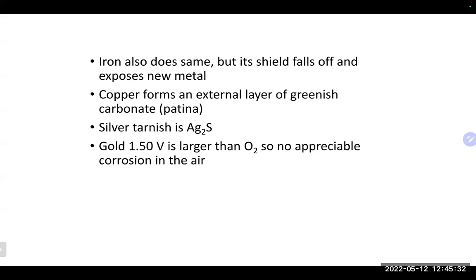Sometimes corrosion is expensive. Copper forms a nice greenish patina color, right? That sometimes people really like. Gold, which has an SRP value of 1.5, that is larger than oxygen's SRP value, which means gold will not corrode, because in the case of gold and oxygen, it is the gold that will then become the cathode because it's more positive, and the oxygen would be the anode. Thus, no oxidation will occur on the piece of gold metal.